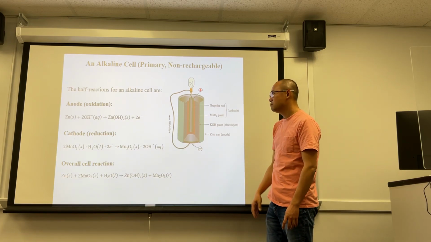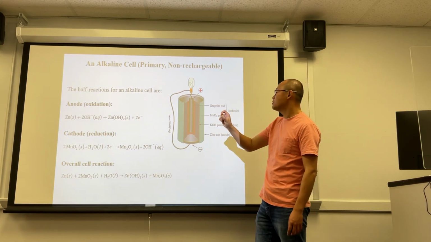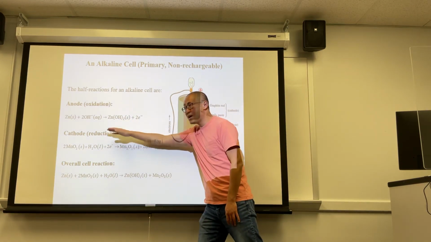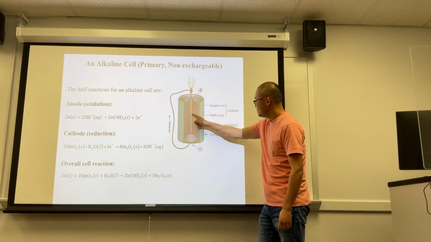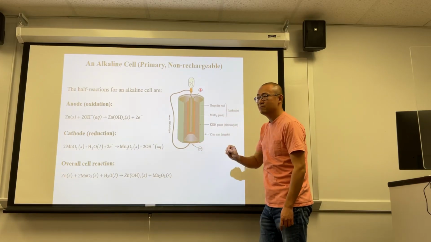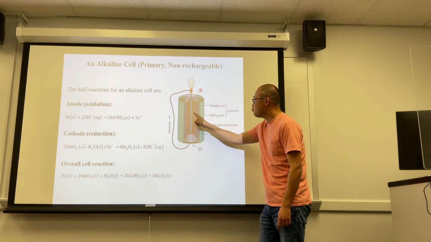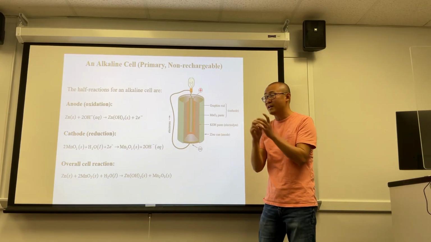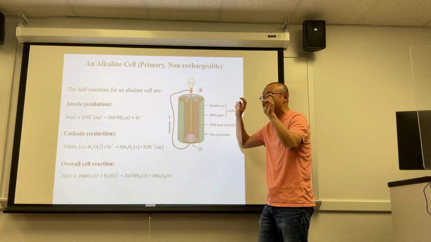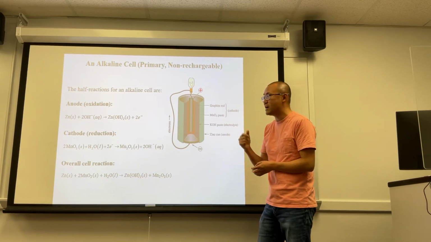The anode is zinc. On the other hand, the cathode at the center of the battery is a rod of graphite. Graphite is not the chemical involved in the reaction. Graphite is basically the conductor, like we said, where the reaction happens.